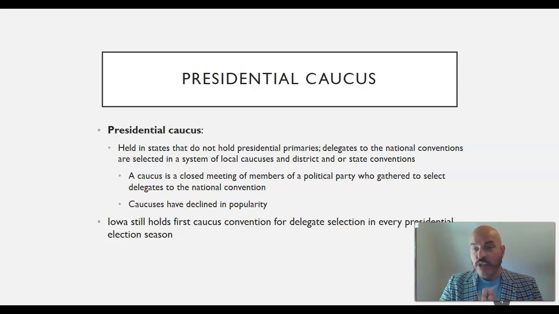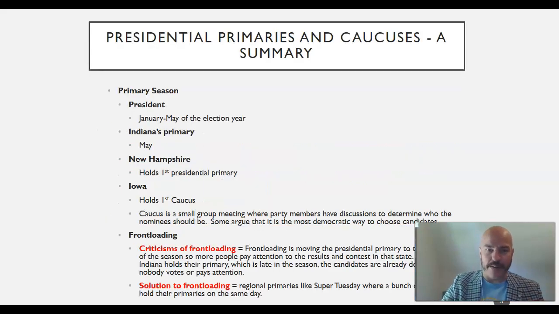There is an individual that goes and represents that person, and that's not very important because it doesn't matter who that is. We elect them here in Indiana, but in the caucus system, it's similar to electing them, but it is a person that goes and represents. The caucuses have declined in popularity. Iowa still is the first one, as mentioned last time.